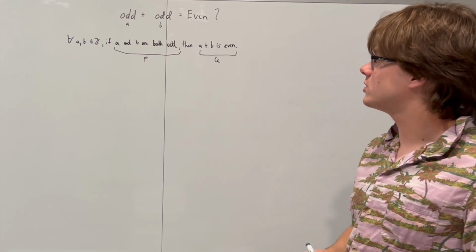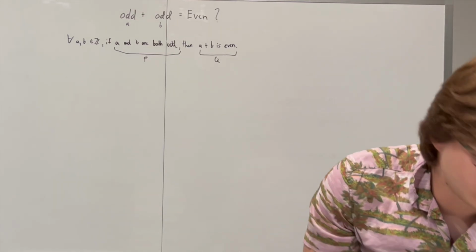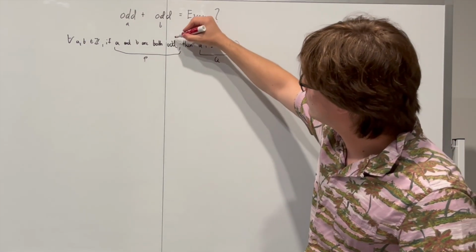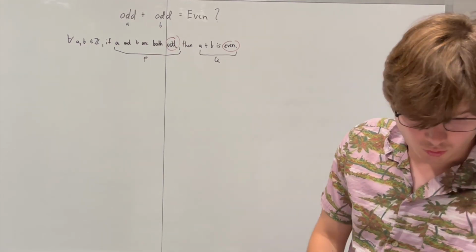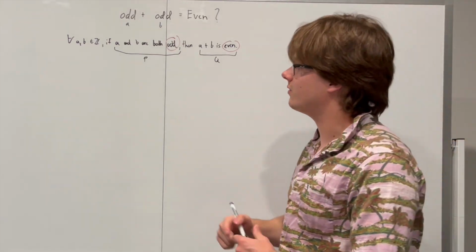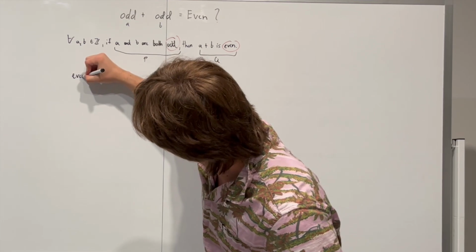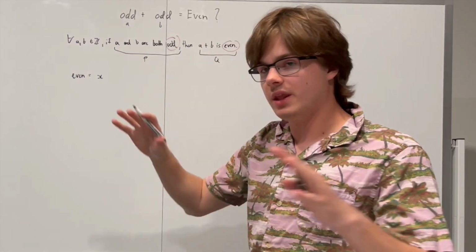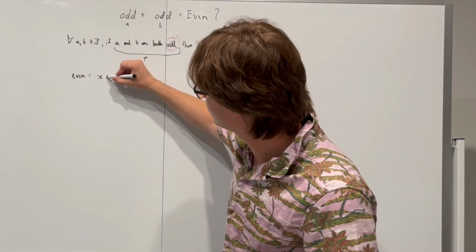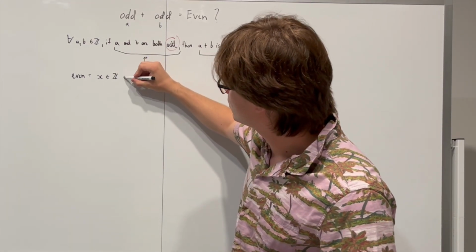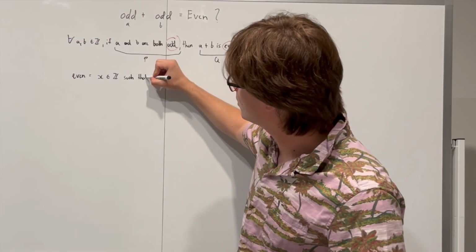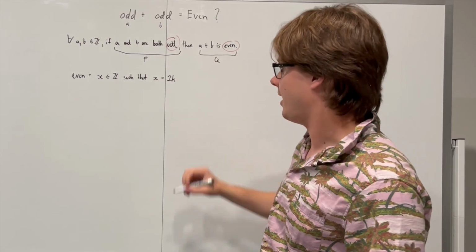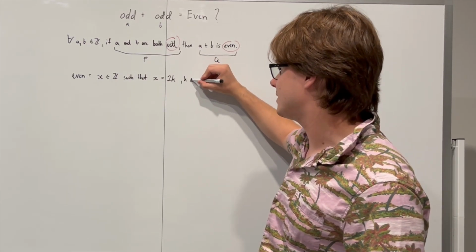Well, we need to know definitions of two things, right? Let me circle that in red. We need to know the definition of even and the definition of odd. Okay, well, what is the definition of even? The definition of even is going to be some integer x such that x is equal to 2k, where k is also an integer.